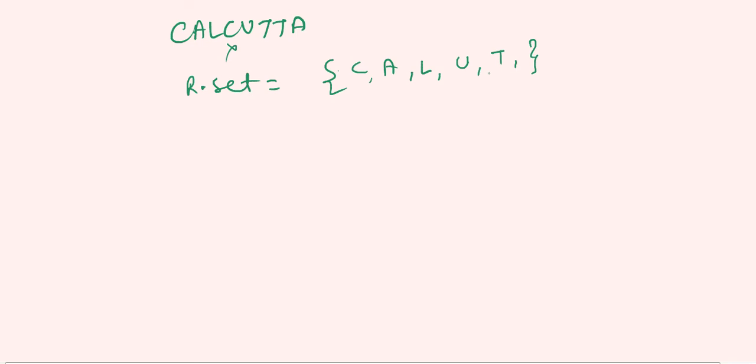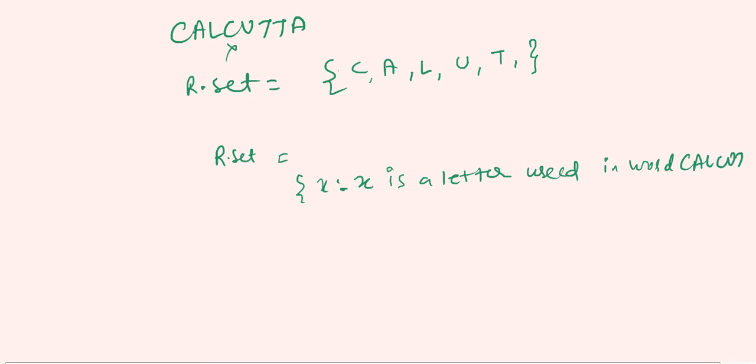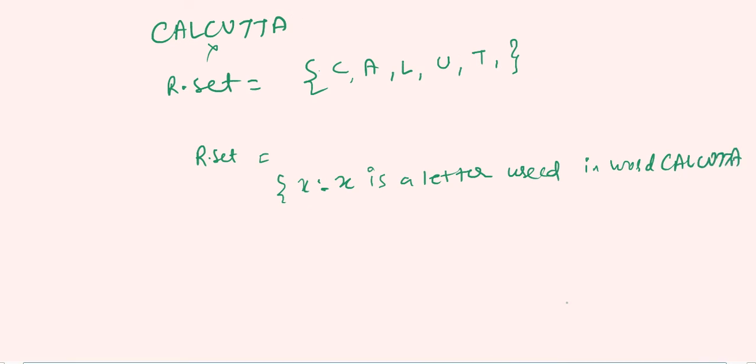Okay. Then what is set builder form? So required set for that x is such that x is a letter. x क्या है, एक लेटर है जिसको यूज़ किया गया है इन द वर्ड कैलकटा. x is such that x is a letter which is used in word Calcutta. Like this you have to solve. Then question number 4 you can solve.